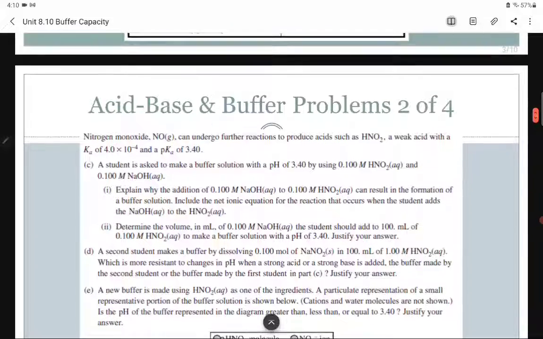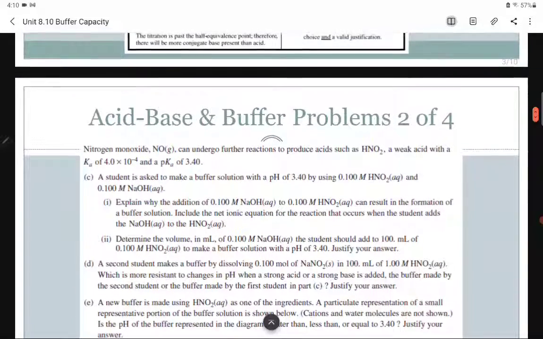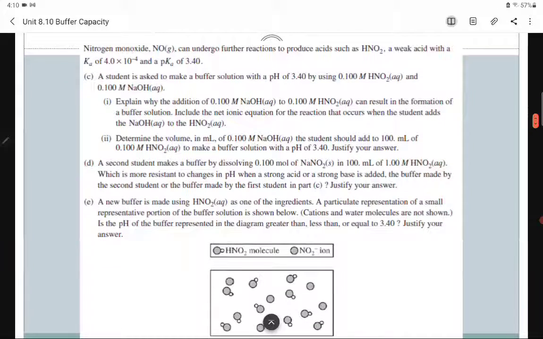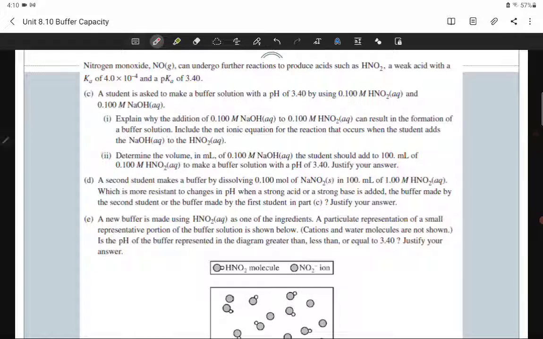Question number 2. Let's see here. We got a Ka and we have a pKa. That was nice, so we don't have to worry about that. We want to make a buffer with 3.4. So it looks like our pH and pKa are going to be identical. So that means our A minus and HA are also identical. But here's the thing. We have to make it with those two chemicals.